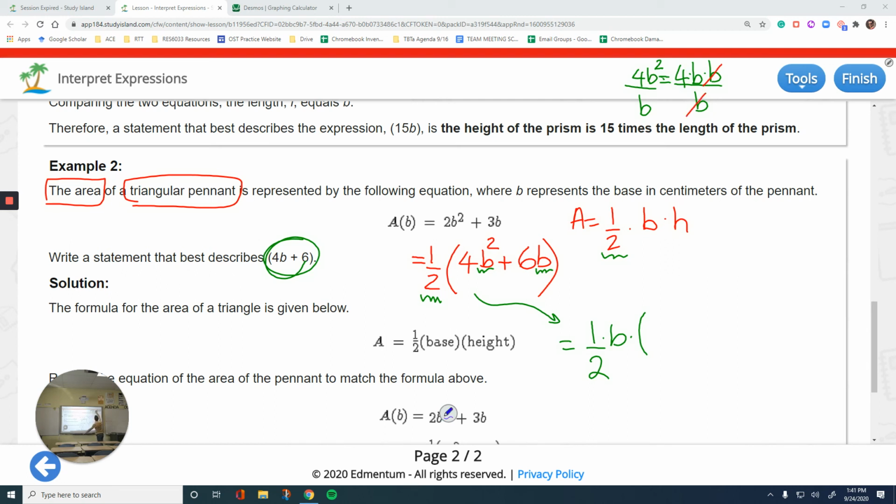Okay, now I factored out the b of this plus 6b. Divide that by the same thing, 6b divided by b. These are going to cancel each other out, and then the only thing that is left is 6. Bring it down right by 4b.